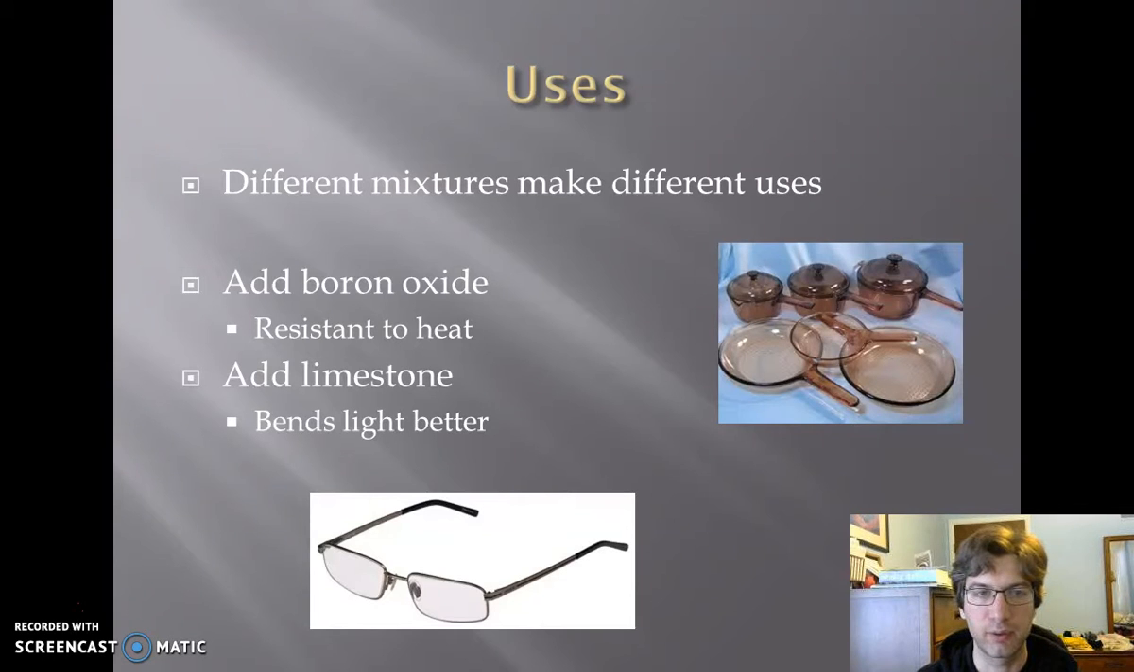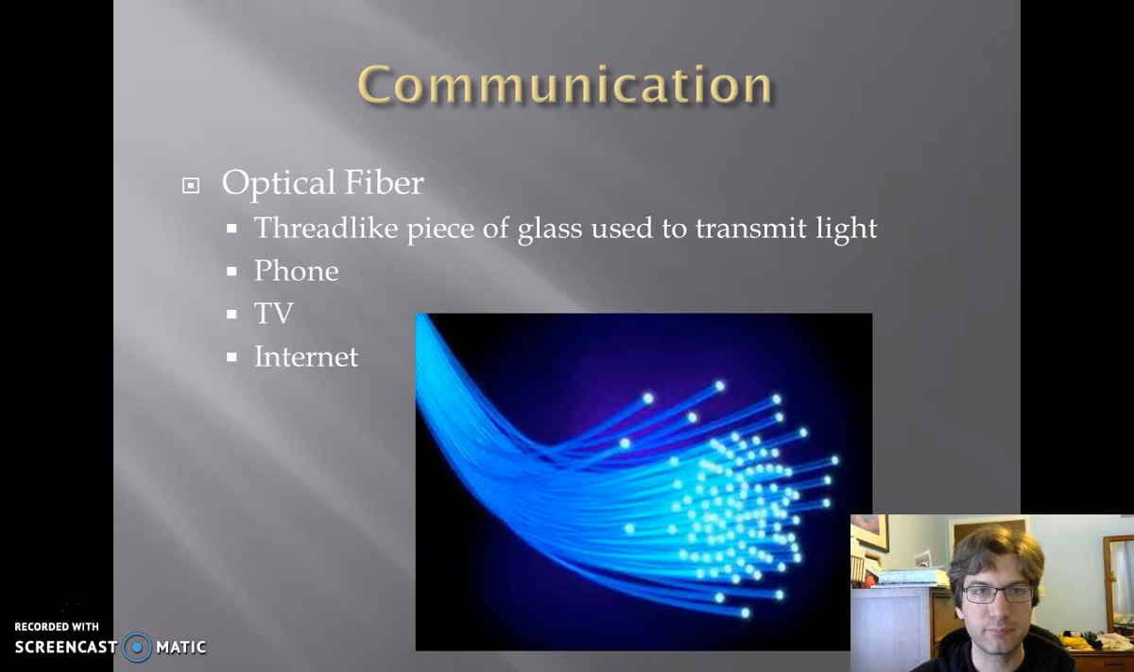Pyrex glass is made with a lot of boron, such as the flasks I use in class. Especially for our exothermic experiments, that glass has to withstand heat, so we add boron to it to give it that ability. Also, if you add limestone to your glass, you can bend light better. So a lot of people who wear glasses, such as myself, need the light bent before it reaches our eye, because our eye doesn't do a good job bending it. And therefore I can get a clearer and sharper image from it.